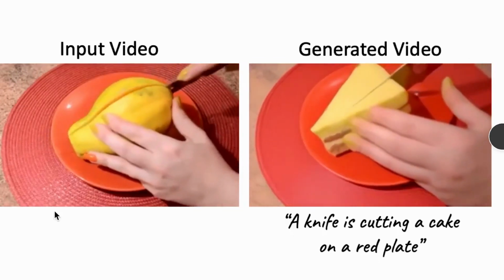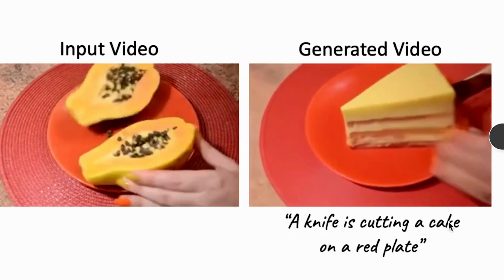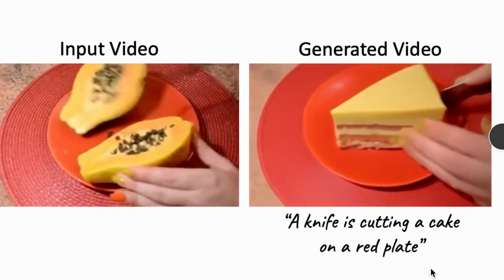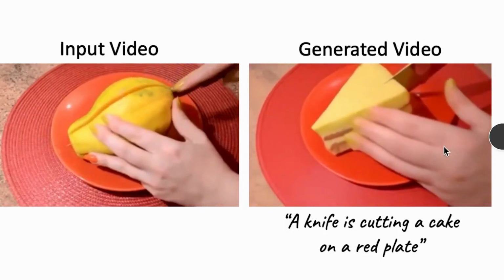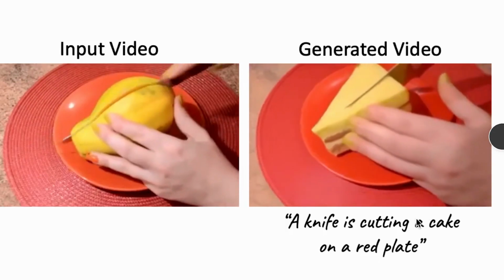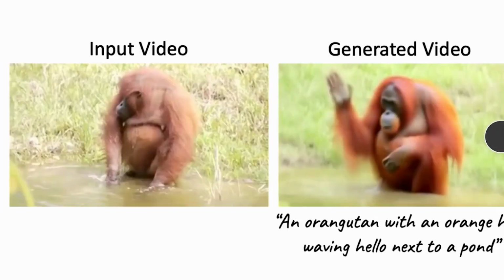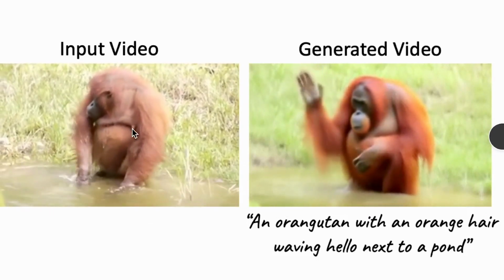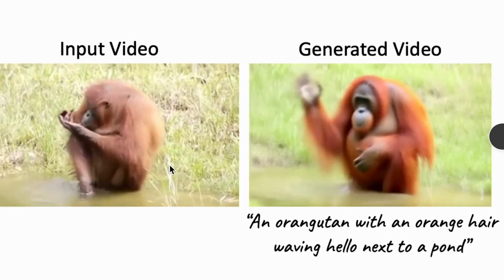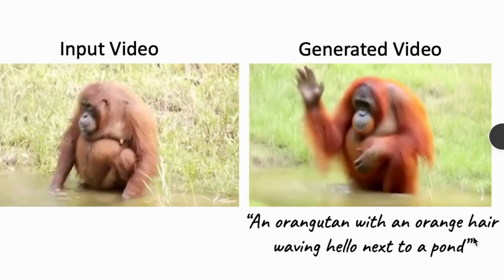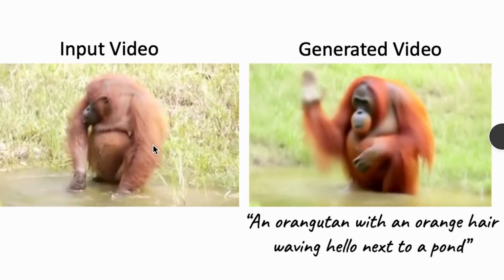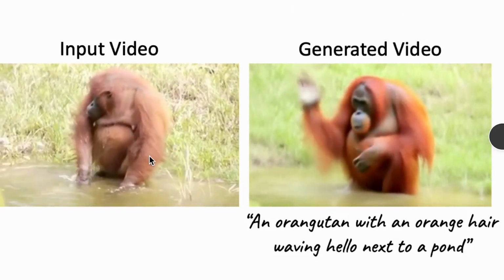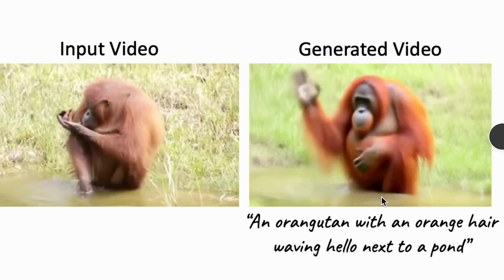So you can see this one, it's the input video, and it says a knife is cutting a cake on a red plate. And you can see instead of this papaya, it replaced the papaya with a cake, and it's cutting the cake on the same red plate that they have given in the first place, just from this very simple prompt. So this is exceptionally different, and something very magnificent is coming into the AI world. You can see from this simple input, it's transformed to an orangutan with orange hair waving hello next to a pond. So from this we can transform it, and you can see it's waving hello and it's next to a pond, and it changes the hair to orange hair. Okay, this is very nice.